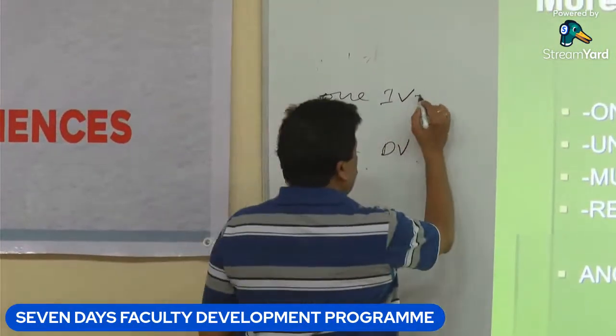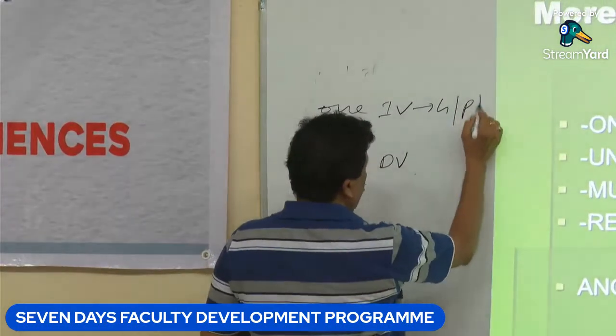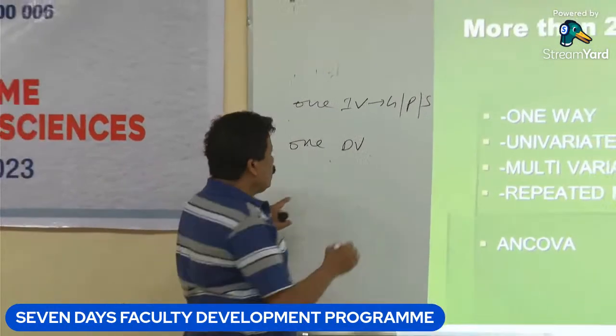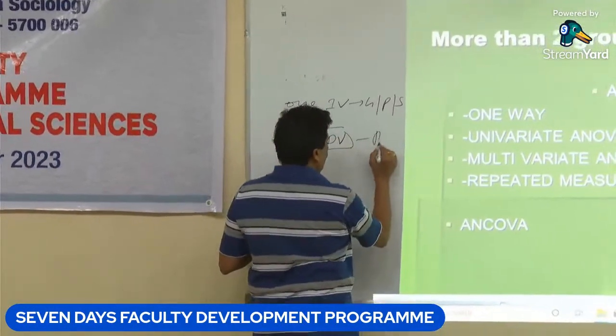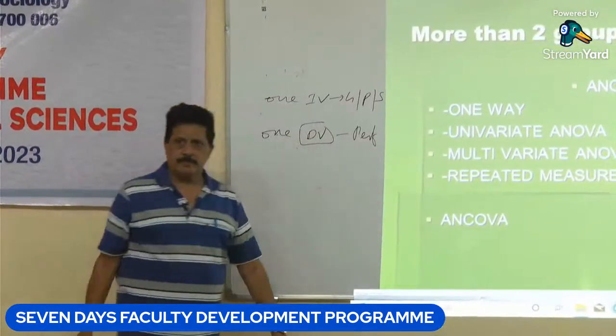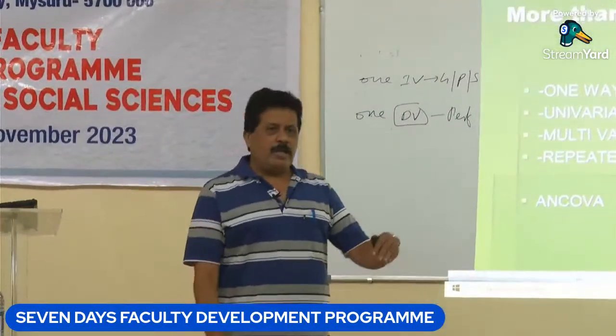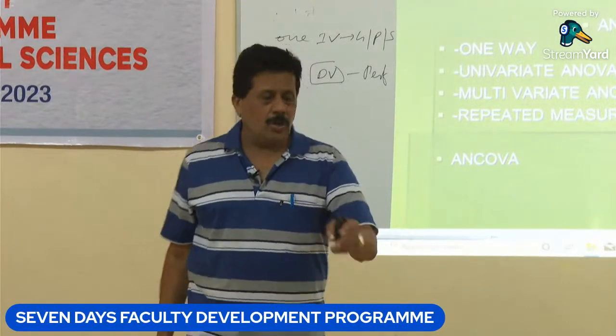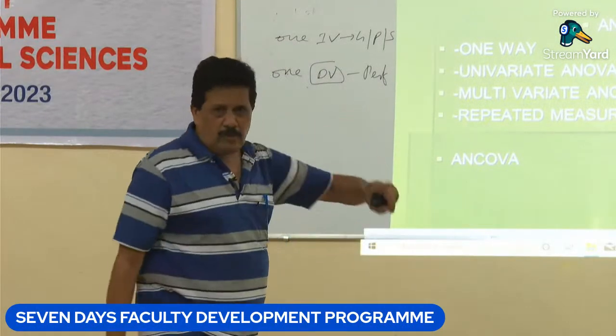What is IV? Split into minimum government, private and semi-government. DV, what you measure? Maybe performance. So dependent variable is what you measure, and independent variable is where you have no control, they are fixed variables. So now you can have one-way ANOVA.